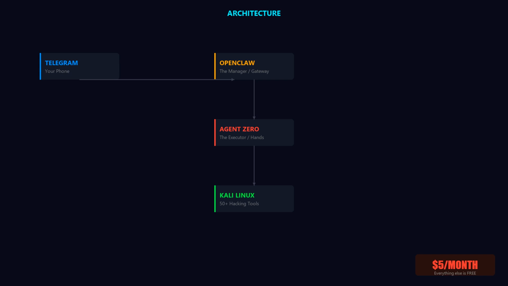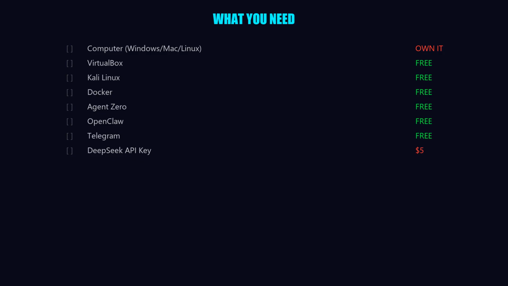The only thing that costs money is the AI brain. DeepSeek. $5 gets you millions of tokens. That's hundreds of hacking sessions. Everything else. Kali, Agent 0, OpenClaw, Telegram. All free and open source. Shopping list. And I promise this is simpler than it looks.